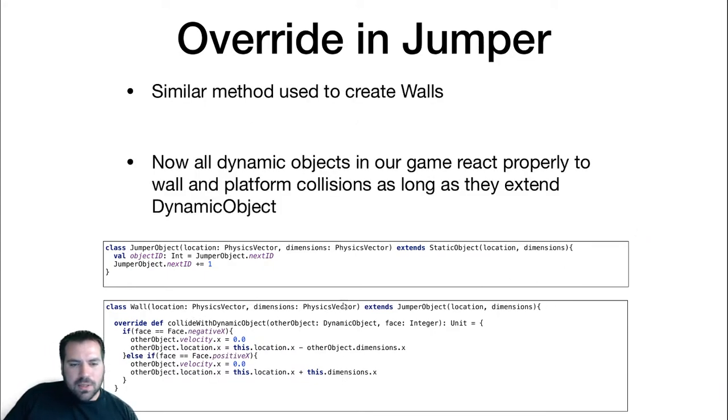Same with walls. Walls extend jumper object, which extends static object. I'm going to override collide with dynamic object to say, if you hit me on the z-axis, don't allow clipping through this wall. In the game the horizontal axis is z, and the vertical axis is x. We don't use the y dimension in the jumper game.